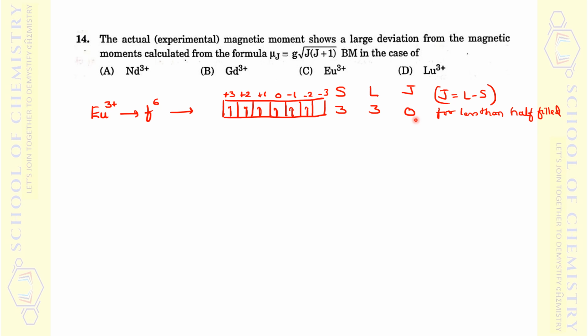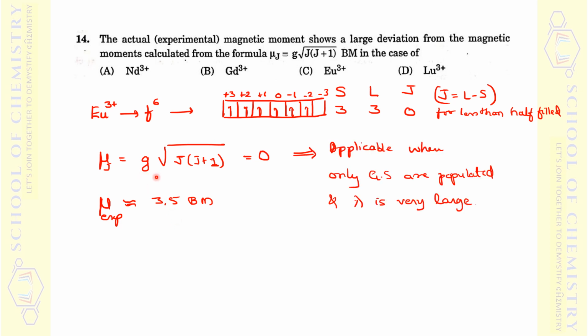Now from this J value, if you go for the calculation of mu J, it will come to 0 because J itself is 0. Of course, the g Lande factor, if you calculate, comes close to 1, it can be calculated, but let's not go to that exercise here. The mu J in this case is 0, but if you observe the experimental value, mu experimental is actually 3.5 Bohr magneton. So the mu J we have calculated is totally different from mu experimental. Why it is so, we should understand.